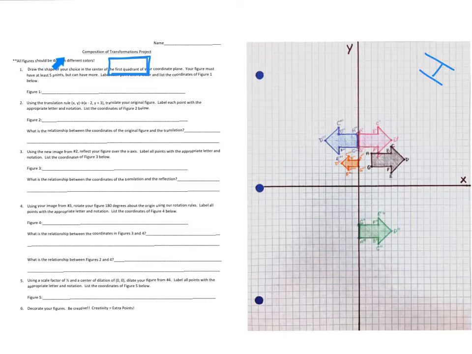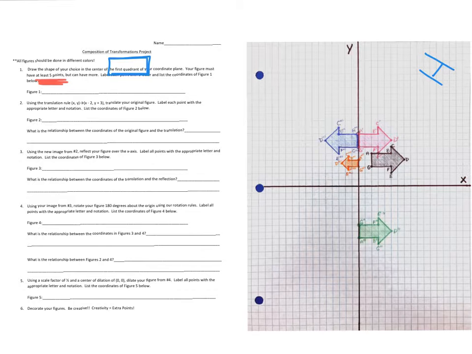Now, the one restriction that I have here, and let me actually underline it, is that it has to have at least 5 points on it. So you cannot draw a square or a rectangle in the first quadrant and try to transform that. That's not creative enough, and that's not really showing me that you know what you're doing. So you have to have at least 5 points on your figure.